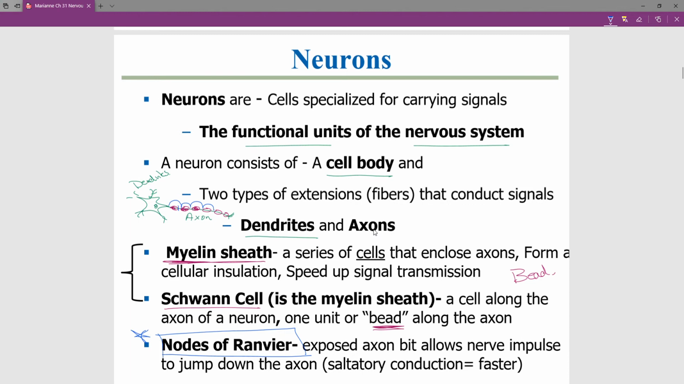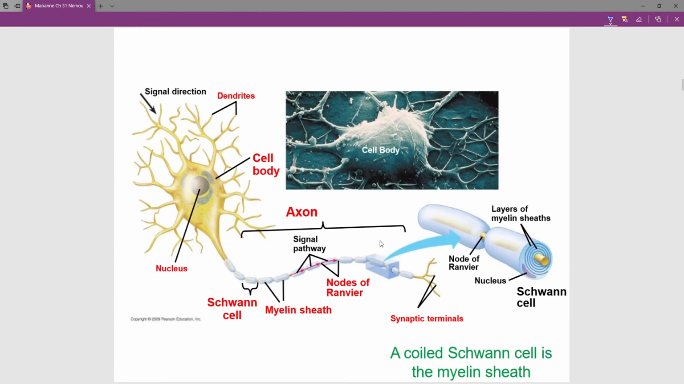The nodes of Ranvier is where we have the electrical impulse actually being transmitted along the axon. And so they're significant because they speed up the nerve impulse down the axon. So let's take a look at a better diagram than what I just tried to scribble there. It's got all of the parts labeled on it.